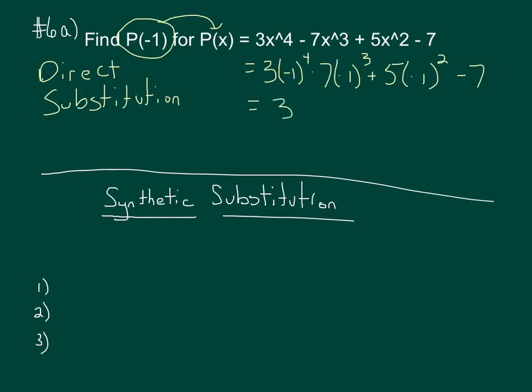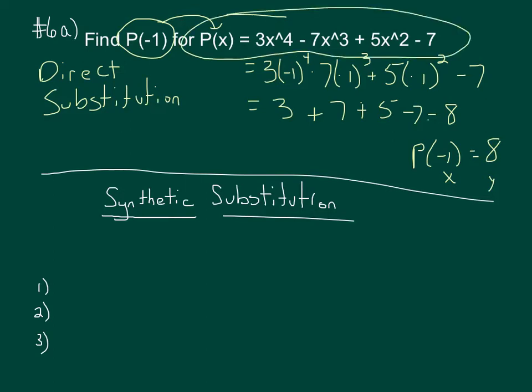That becomes 3. Let's see here, negative, that's a +7 plus 5 because 2 negatives make a positive, minus 7. Answer is 8. Therefore, p of -1 is 8. When you plug in -1, you get 8. -1, 8 would be an ordered pair on this graph. If you put it on your calculator, you would see -1, 8 in the table.